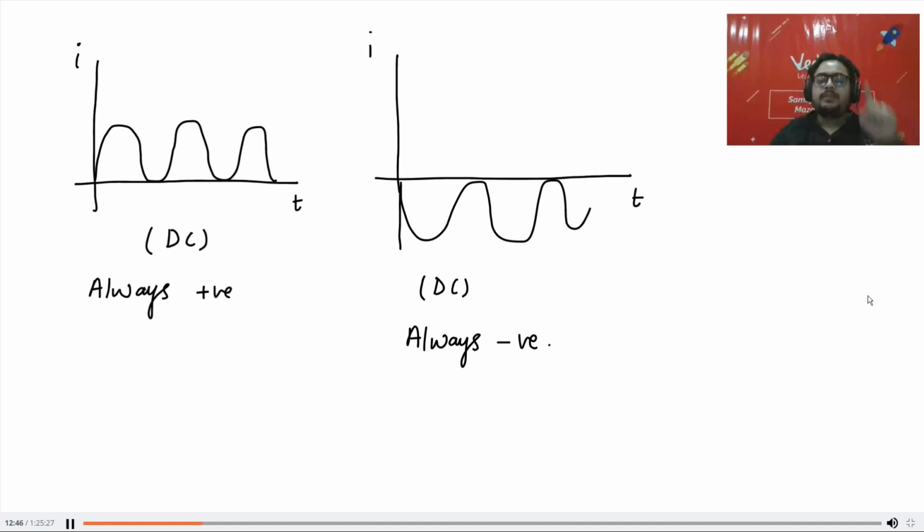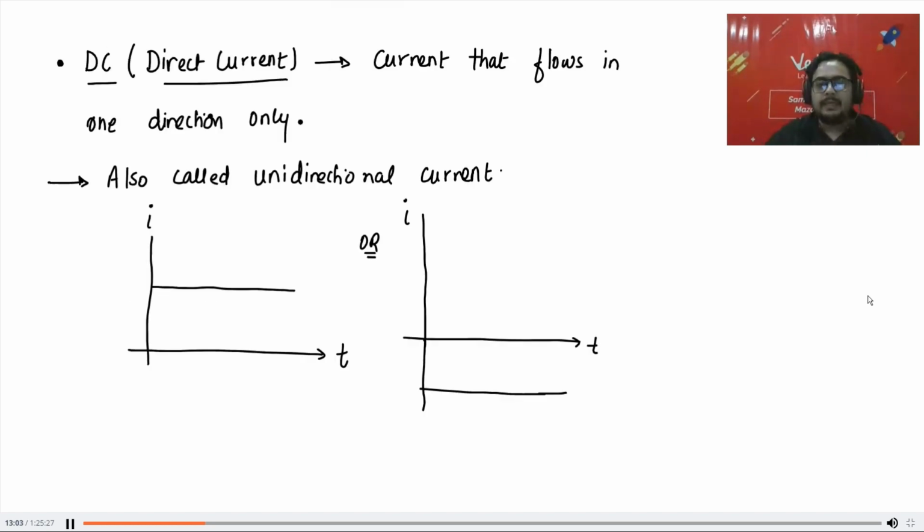So definition should be clear. The direction of current, if it is not changing, if it is always positive or it is always negative, it is called direct current or DC current. Is that clear to everyone? Any doubts in DC current, please ask.